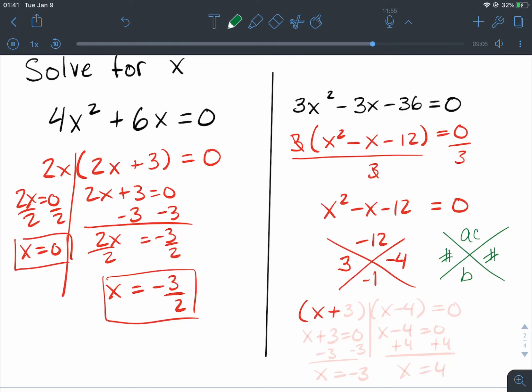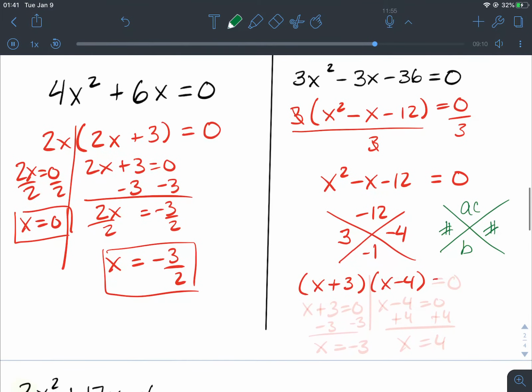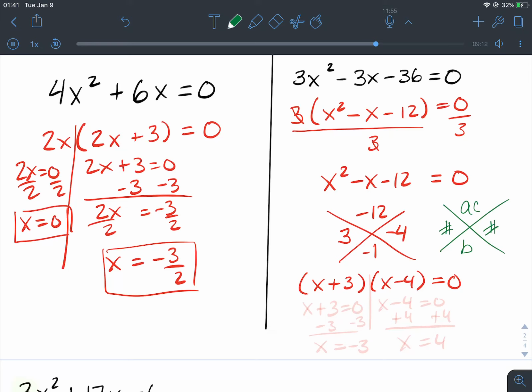So we now have x plus 3 times x minus 4 equals 0. And then we set them both to equal 0. So you get x equals negative 3. And you get x equals 4.